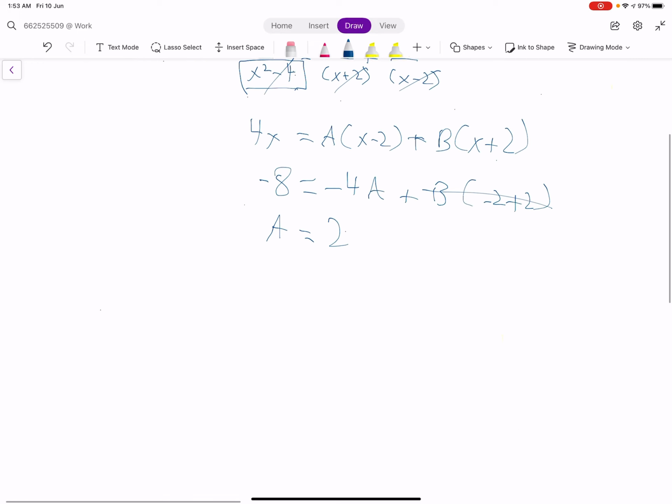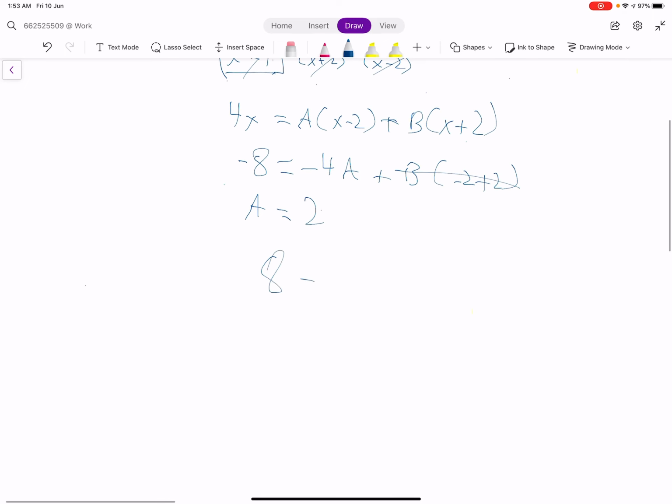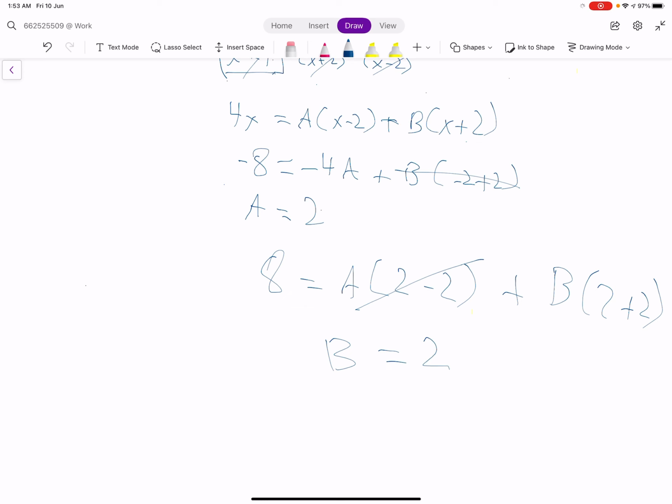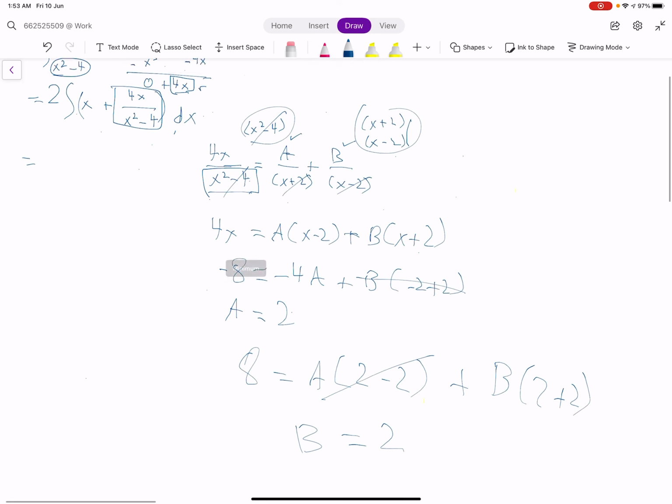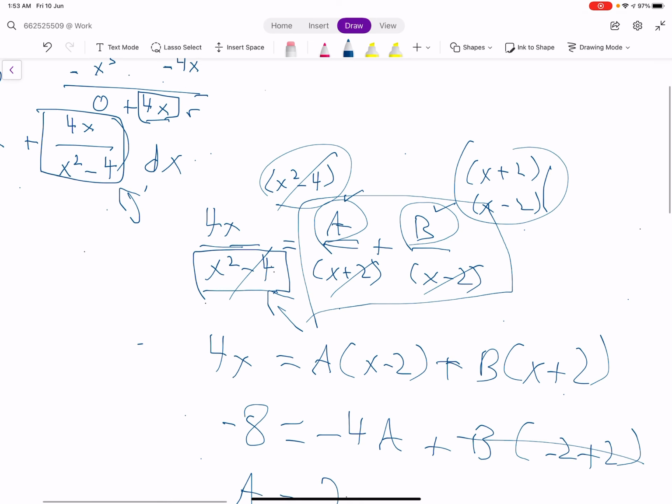And to find B, x must equal 2. So it will be 8. I will also write it down here so it can be seen. This will cancel out, plus B times 2 plus 2. So B will also equal 2. Now, since we established first that this right here is equal to all of this, and now we found both terms, we have to write everything down.